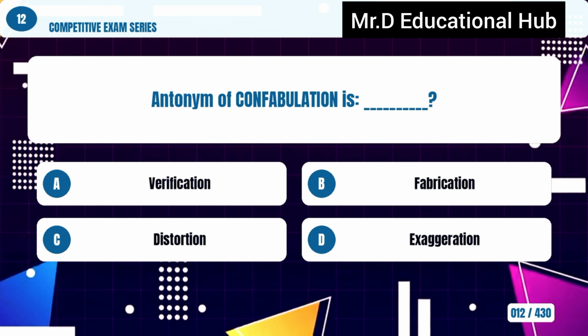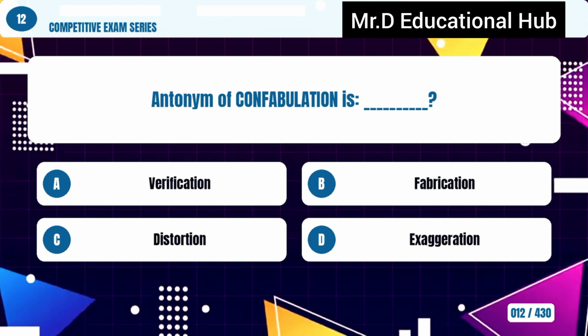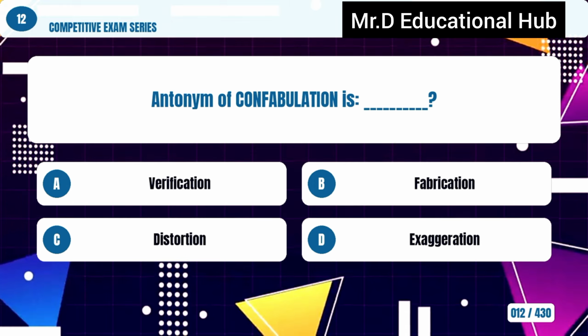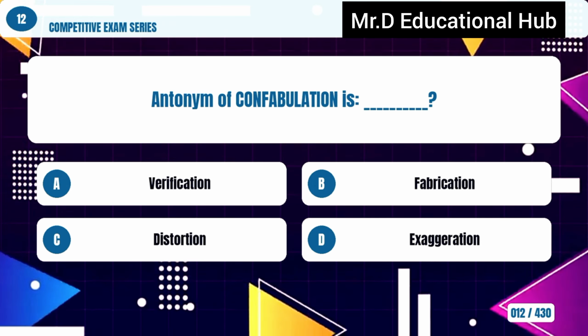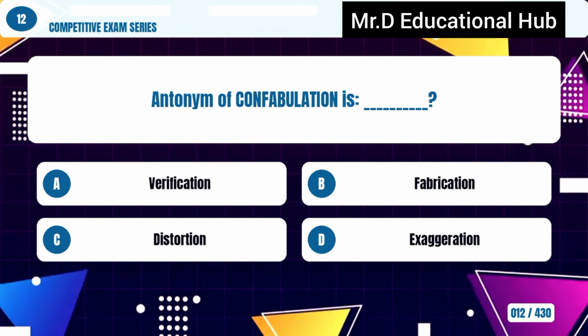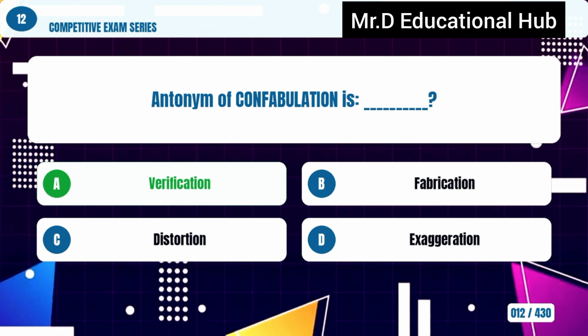Question: antonym of confabulation is blank. Option A, verification. Option B, fabrication. Option C, distortion. Option D, exaggeration. Correct answer is option A.